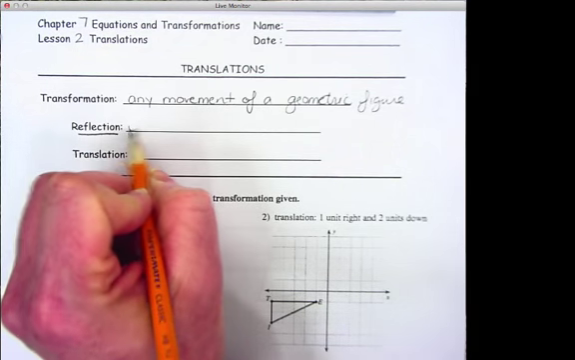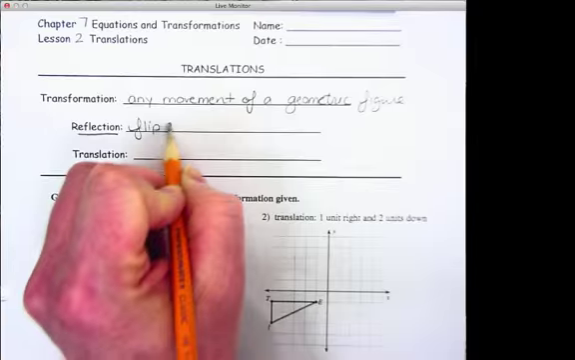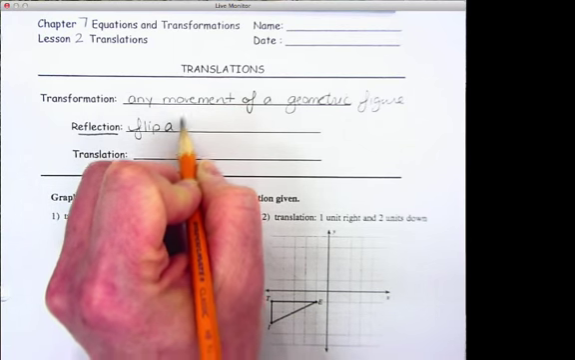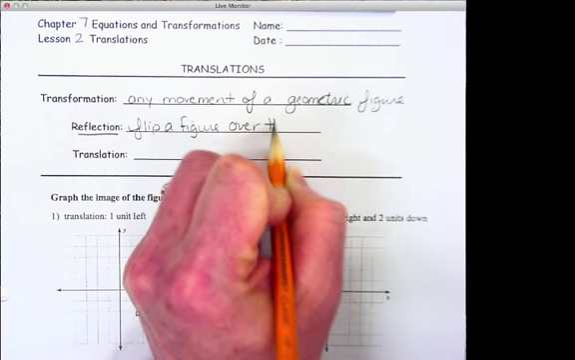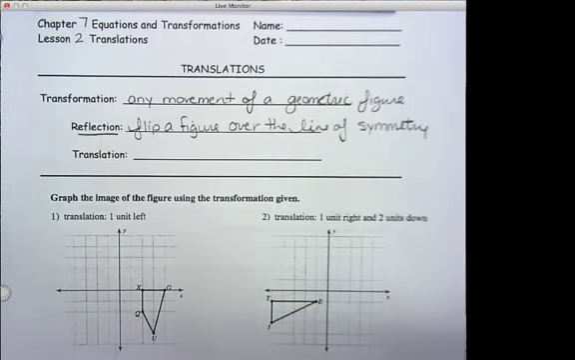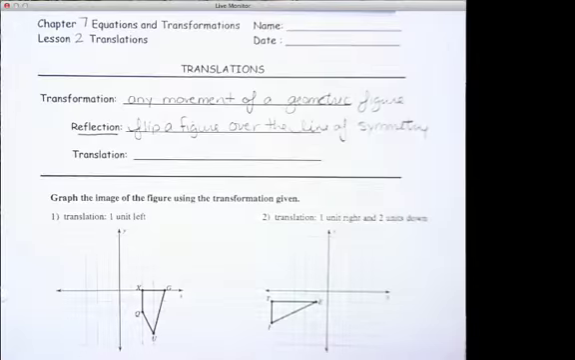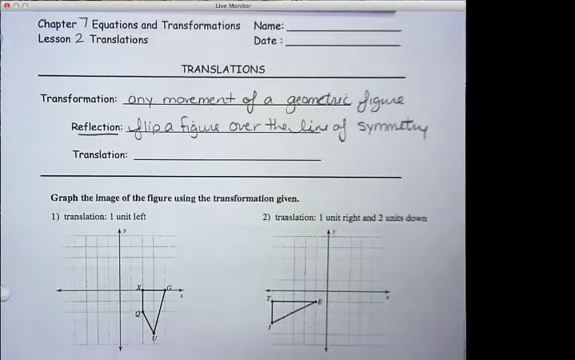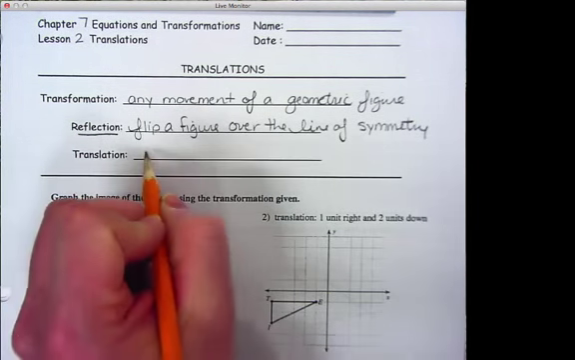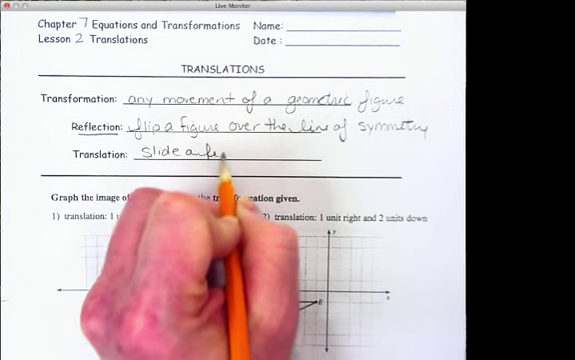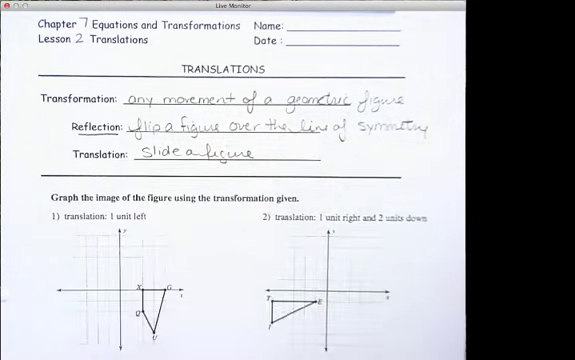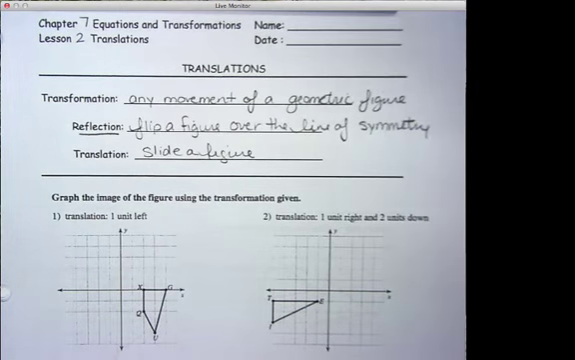Remember that a reflection is when you flip a figure over the line of symmetry. Now a translation is when you do something a little bit different. You're going to slide a figure. So we're just going to slide a figure. So watch how it goes.